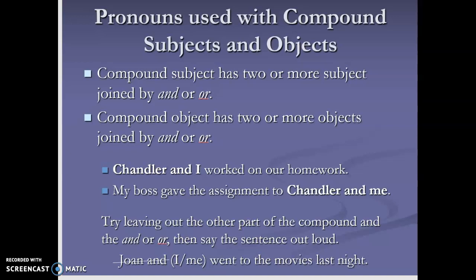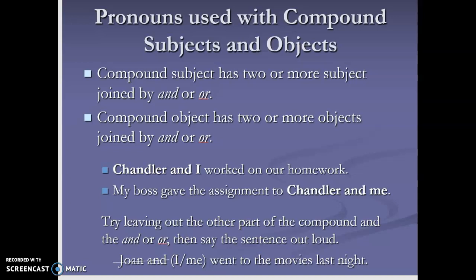Chandler and I worked on our homework. They're being used as the subject of the sentence, so we want to pick the subject pronoun I. My boss gave the assignment to Chandler and me. To Chandler and me is part of a prepositional phrase, so we have to pick from our object pronoun chart. I is not an object pronoun. Me is an object pronoun.